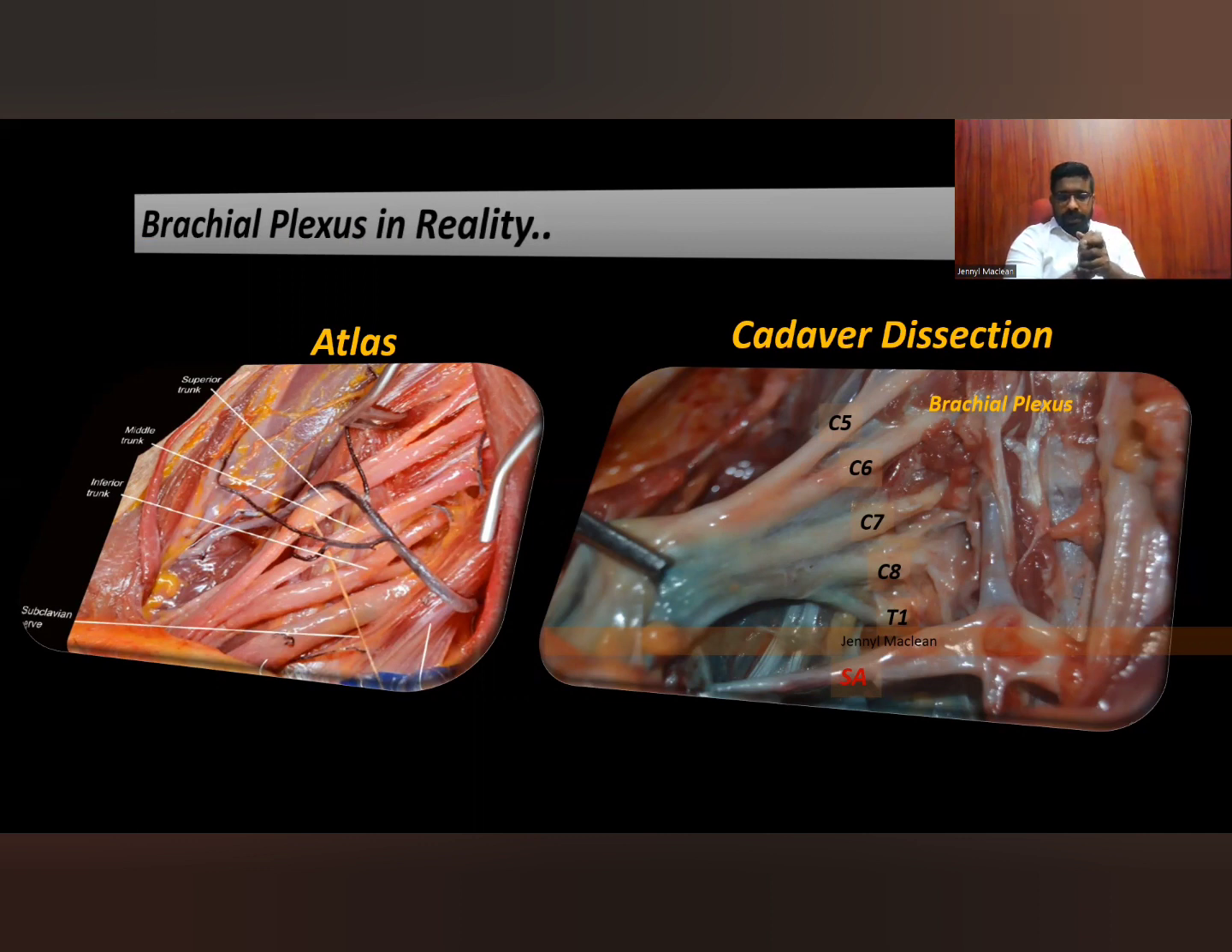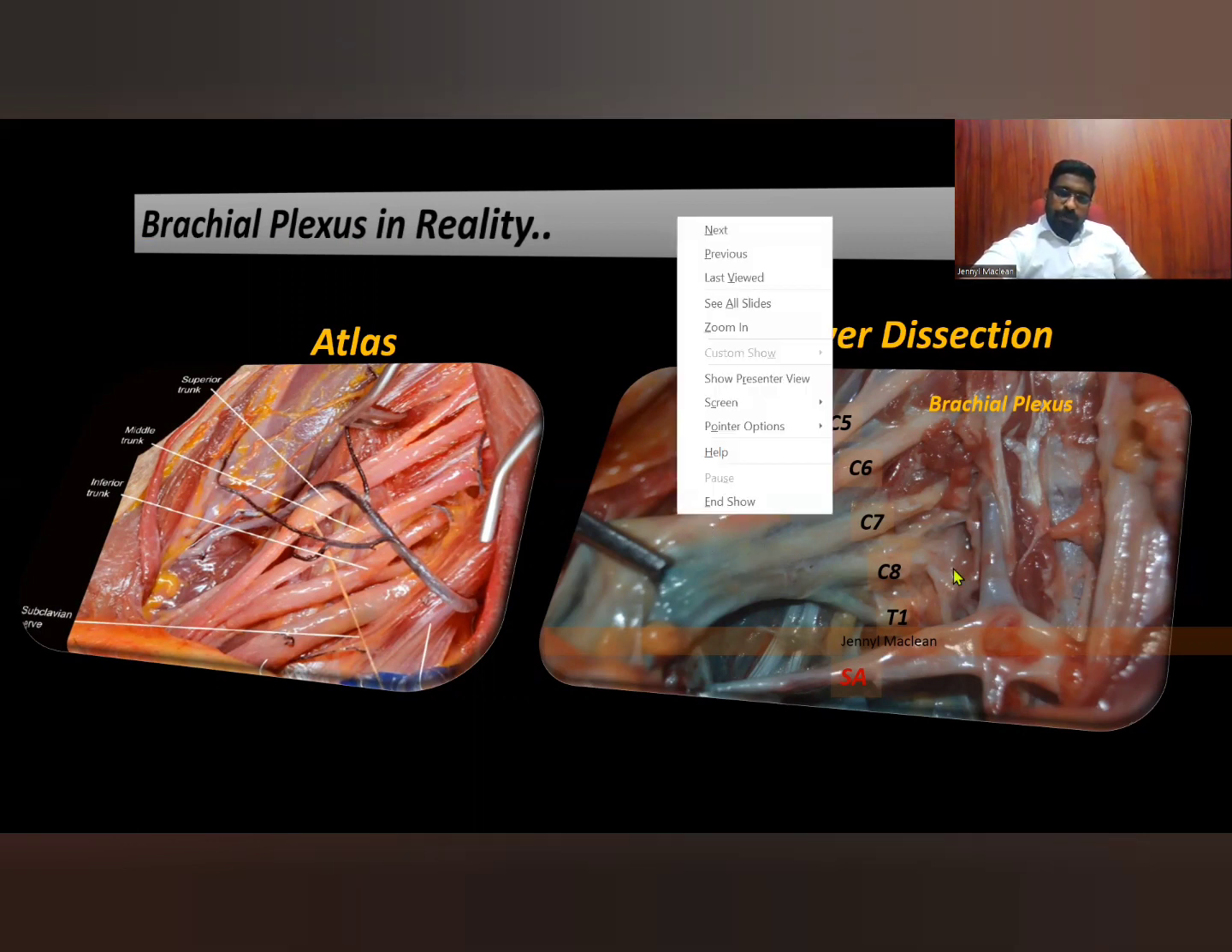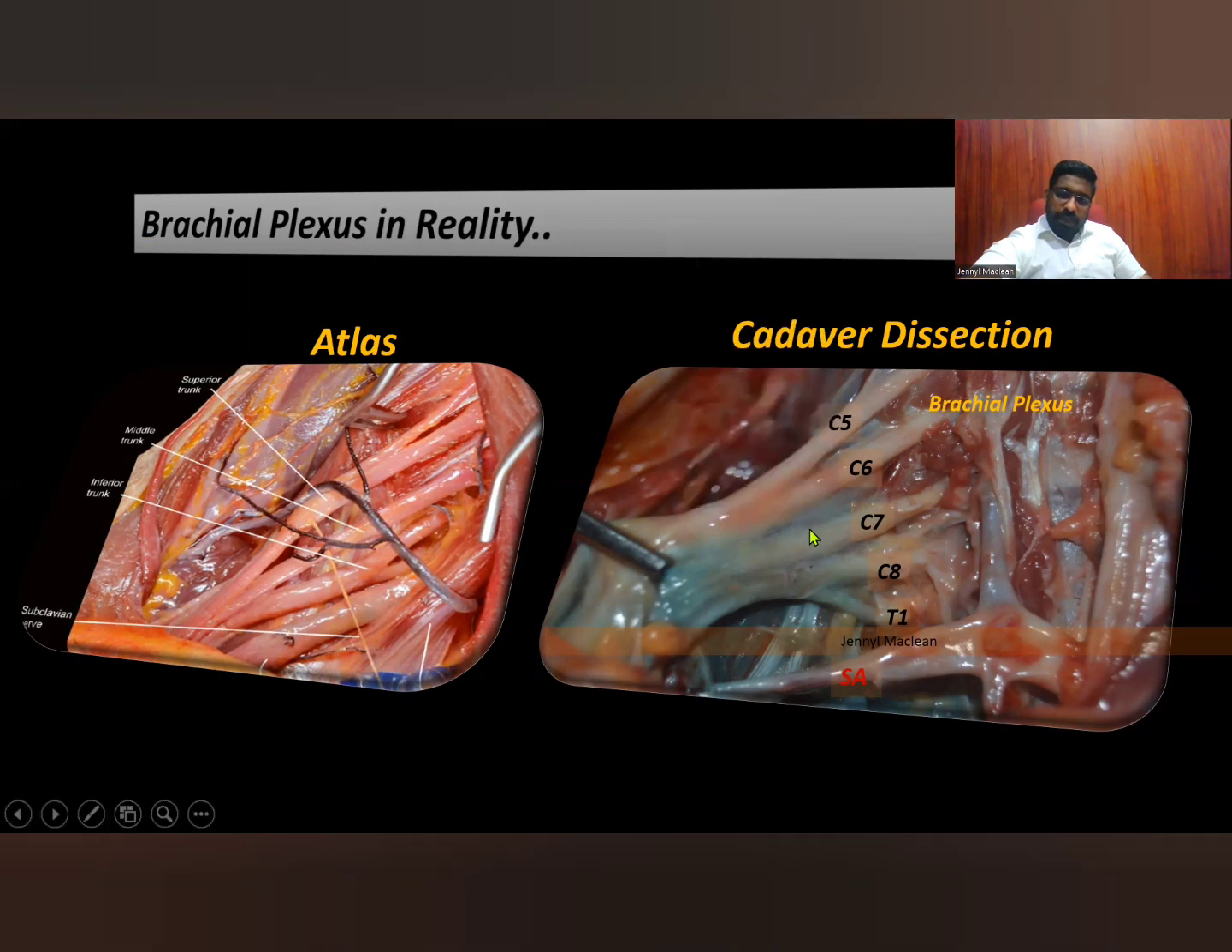But ladies and gentlemen, in reality, brachial plexus has dense connective tissues. These are the dense connective tissues around the brachial plexus. So you need that. This is nothing but the dense paraneurium. You need to dissect out the paraneurium of each trunk of brachial plexus and deposit the drug. That is what I'm here to deliver.